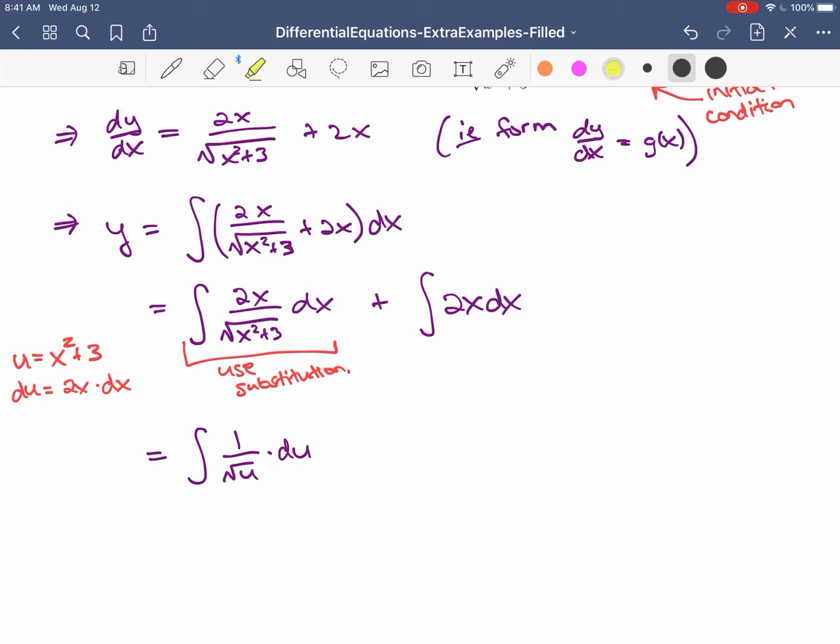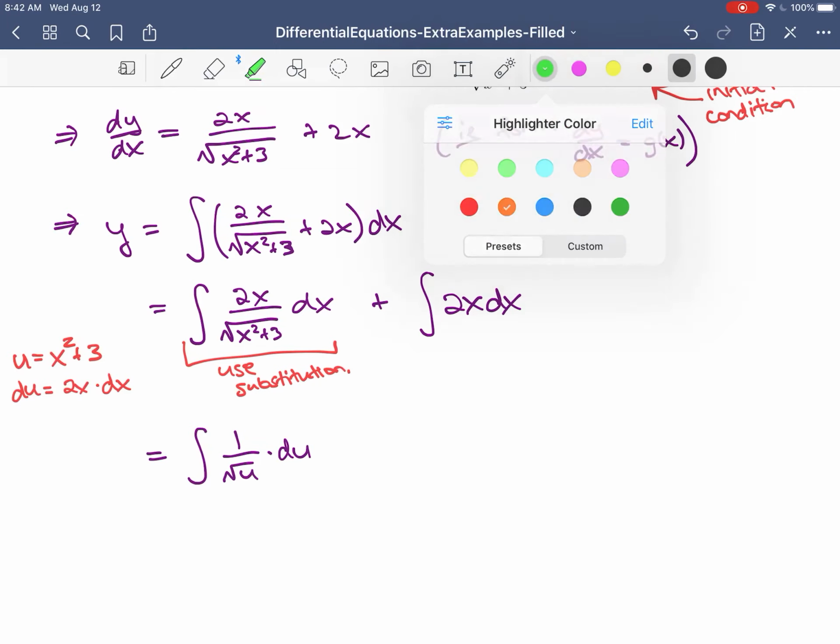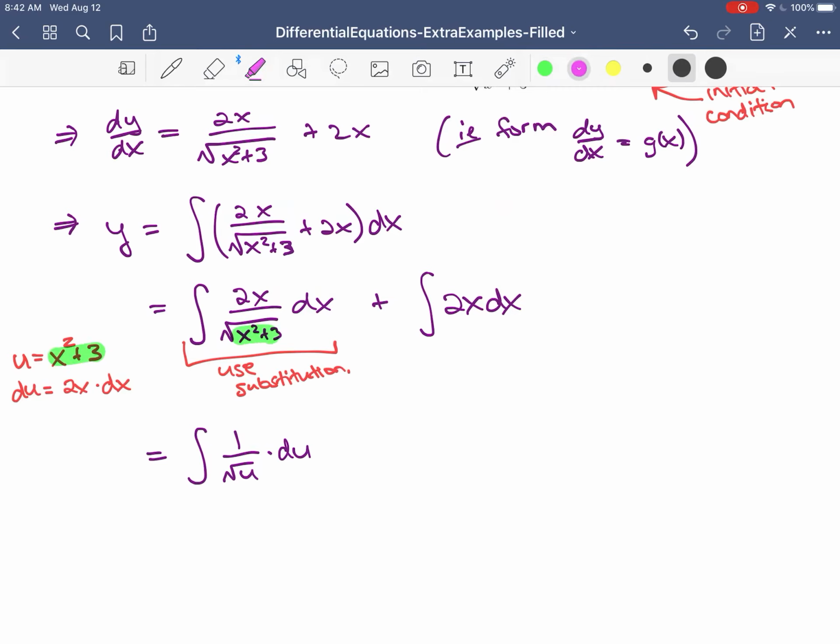Let me just emphasize that. Here's my u, and that's what I replaced there. So that's 1 over root u. And then the 2x dx is what I see right here. So that's equal to du. Now the other one we'll just leave for now, but hopefully we know how to take the antiderivative of that one because it's quite simple.